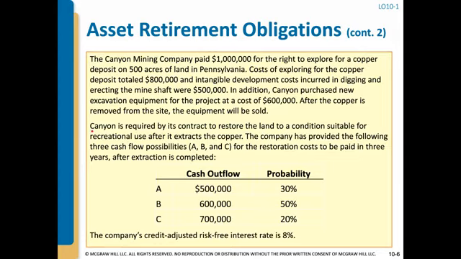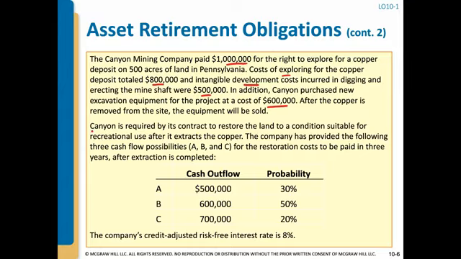Let's go through an example of how to calculate an ARO. The Canyon Mining Company paid $1 million for the rights to explore for a copper deposit on 500 acres of land in Pennsylvania. The cost of exploring for the copper deposit totaled $800,000, so the exploration costs were $800,000, and intangible development costs incurred in digging and erecting the mine shaft were $500,000. So now we have development costs. In addition, Canyon purchased new excavation equipment for the project at a cost of $600,000.